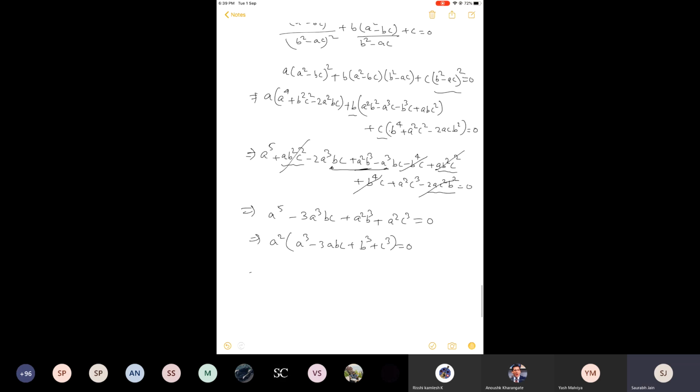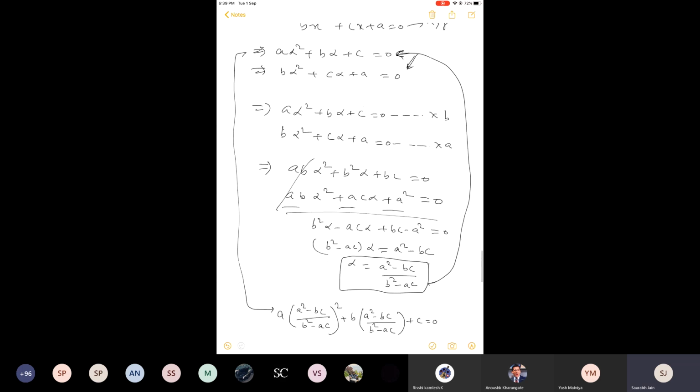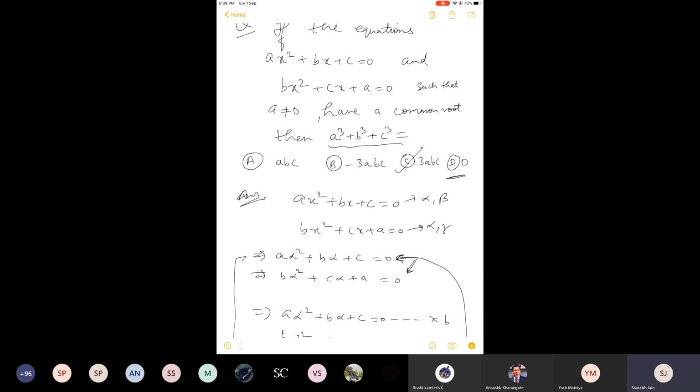We can divide this equation by a square. Why can we divide this equation by a square? Because in the question itself they have given that a is not equal to 0. It is given in the question. Finally, a cube plus b cube plus c cube comes out to be equal to 3abc. So this is which option? 3abc is option C. This is the answer.